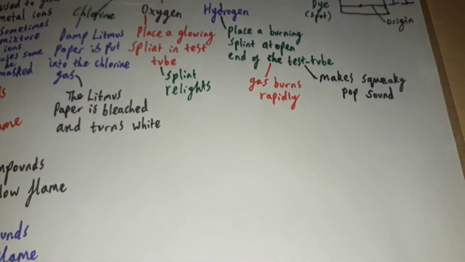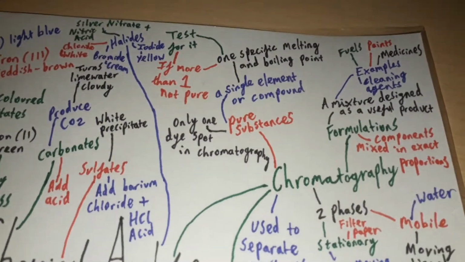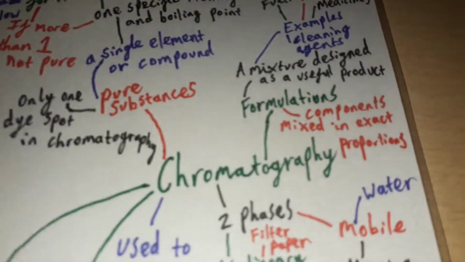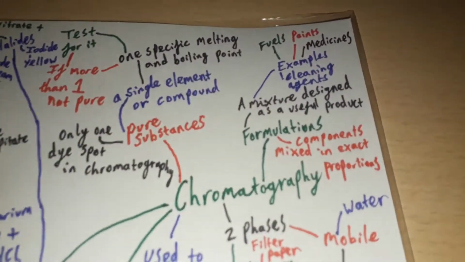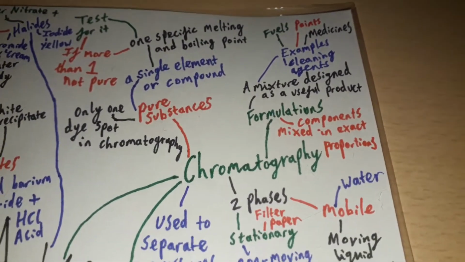Today we're going to be looking at Chemistry Topic 8, which is all about chemical analysis. So let's begin. Let's start by looking at chromatography. But first, let's look at the things that go into chromatography. We'll put in either pure substances or formulations. Usually formulations, as we want to find out what they're made up of.